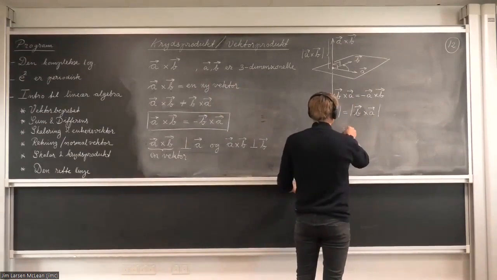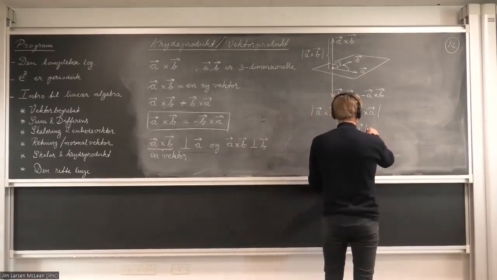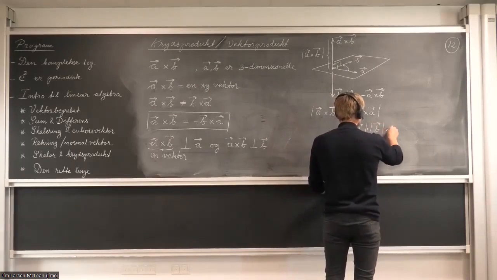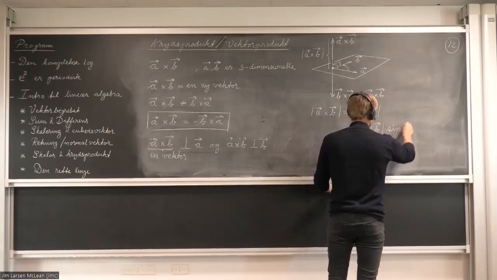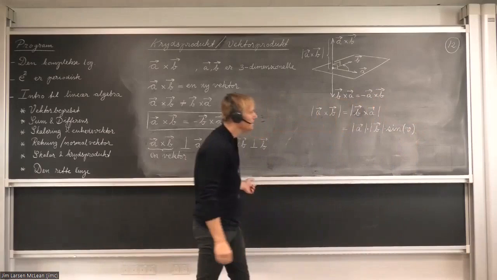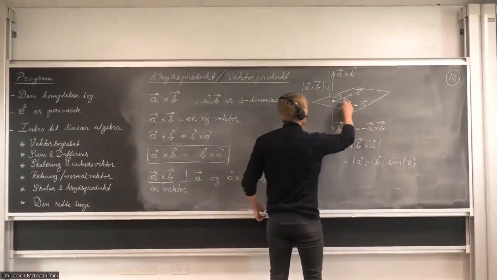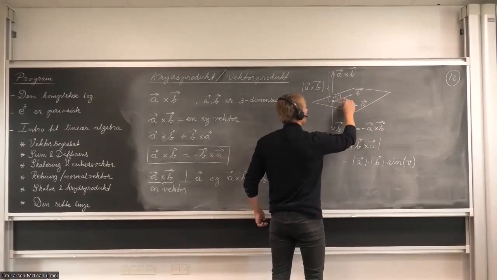How long is the cross product of these two? They decided to make it this long: the length of one vector multiplied by the length of the other, multiplied by the sine of the angle between them. And that angle between them is on my drawing here. So V is right here.